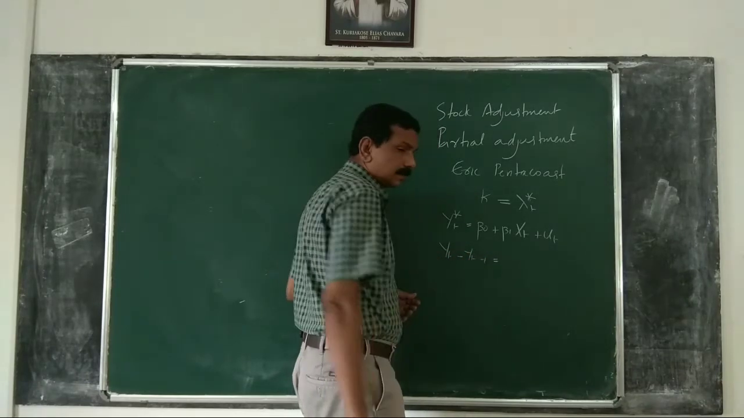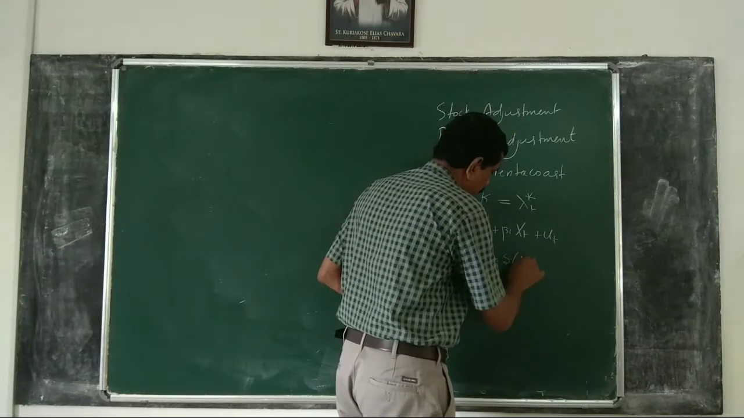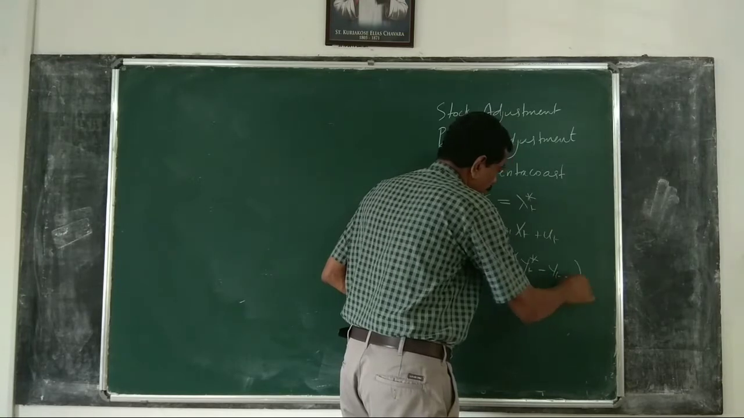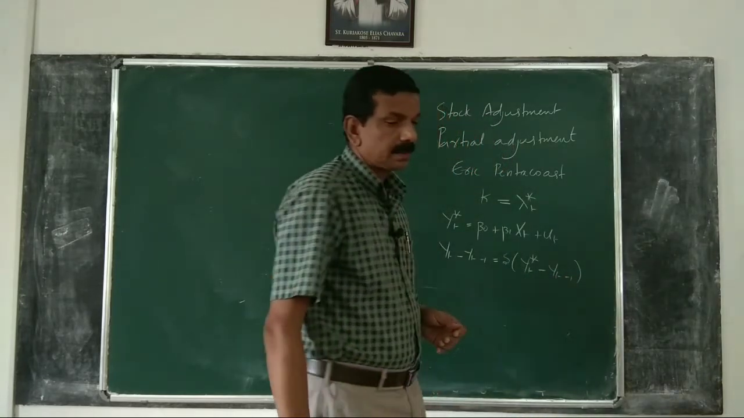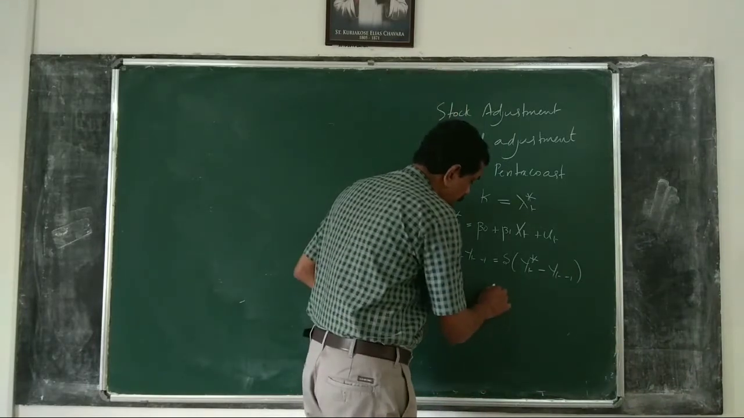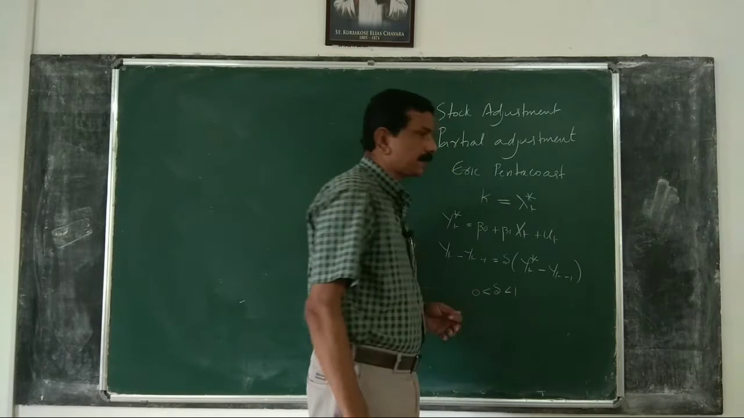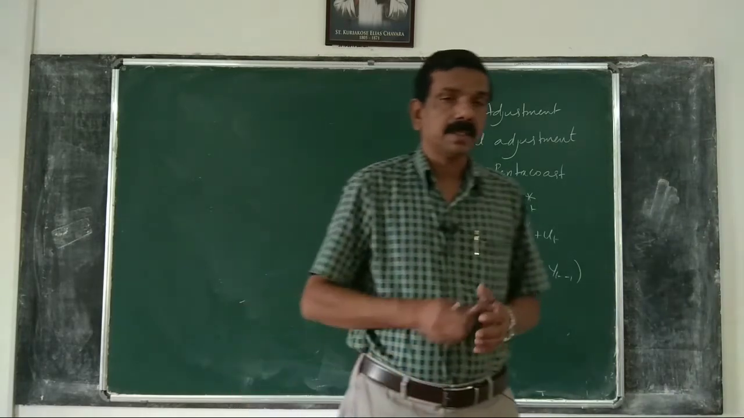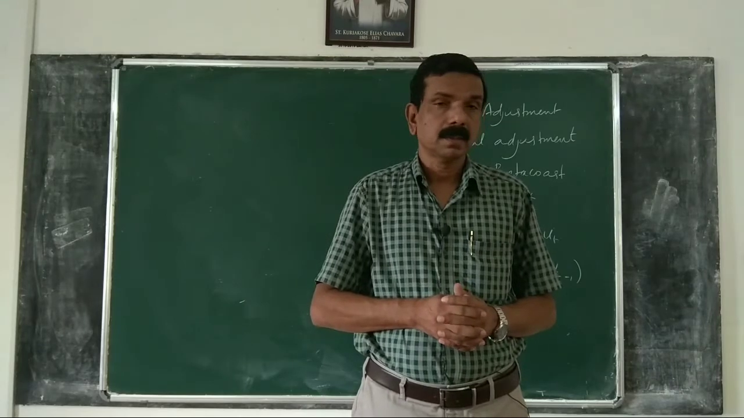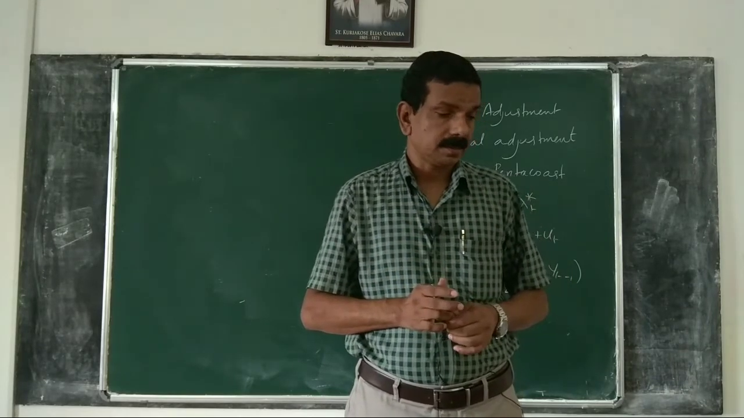Y t minus Y t minus 1 is equal to delta times (Y star t minus Y t minus 1). Delta is between 0 and 1. This delta is known as the coefficient of stock adjustment.